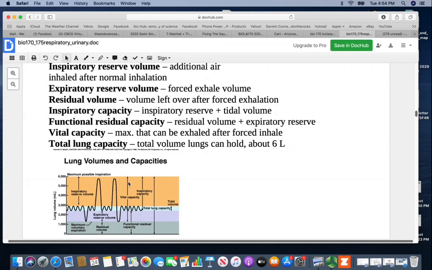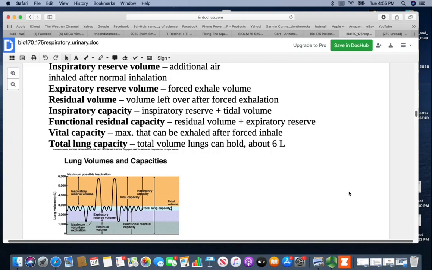The functional residual capacity, if you're just sitting doing your quiet respiration right now, that's the amount that's sitting being unused in the lungs. It's the residual volume plus that expiratory reserve. Your vital capacity, this would be the maximum you could exhale after taking in a forced inhale. So imagine you're going to blow out birthday candles. You take in the biggest breath you can, and then all of that air that you can push out normally would be your vital capacity.